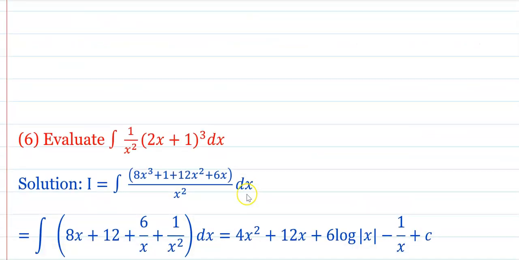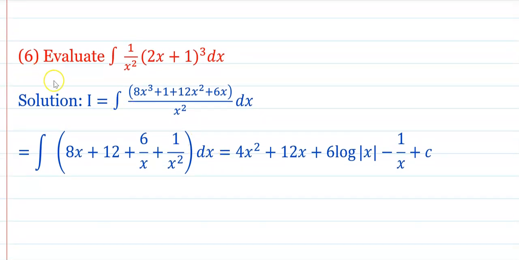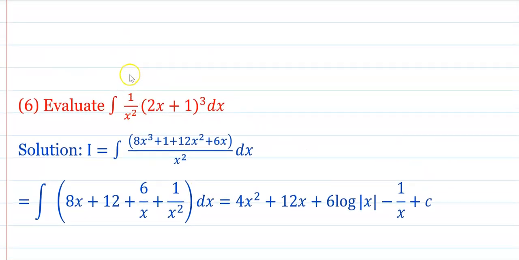Now the next. Evaluate the integral of 1 upon x square into (2x plus 1) whole cube dx. Again, the expansion of (2x plus 1) cube. First term cube means 2x raised to 3, which is 2 cube times x cube, that is 8x cube, plus 1 cube, plus 3 into 2x square into 1. You can have the expansion.